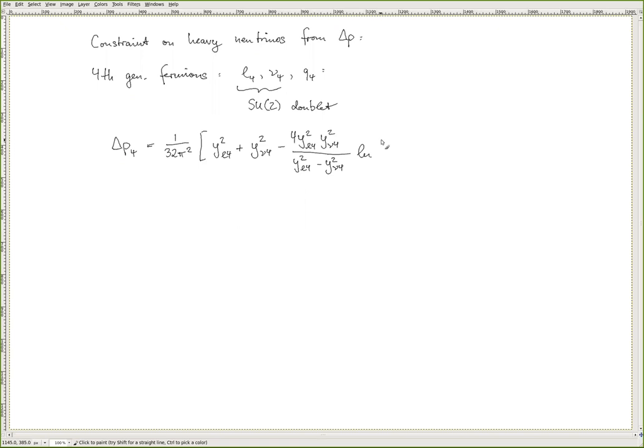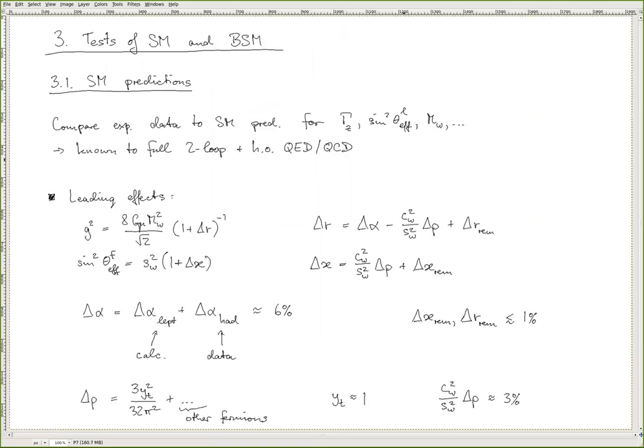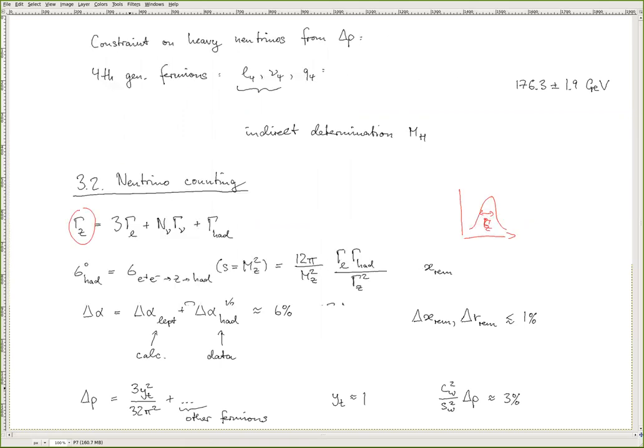There's a logarithm. So in principle, the structure of this formula is pretty much the same you would get for, say, a top and bottom doublet. One difference is you get an extra factor 3 because of 3 colors. So that's what we saw in the formula I wrote down earlier. There's this factor 3 in front that comes from the number of colors.